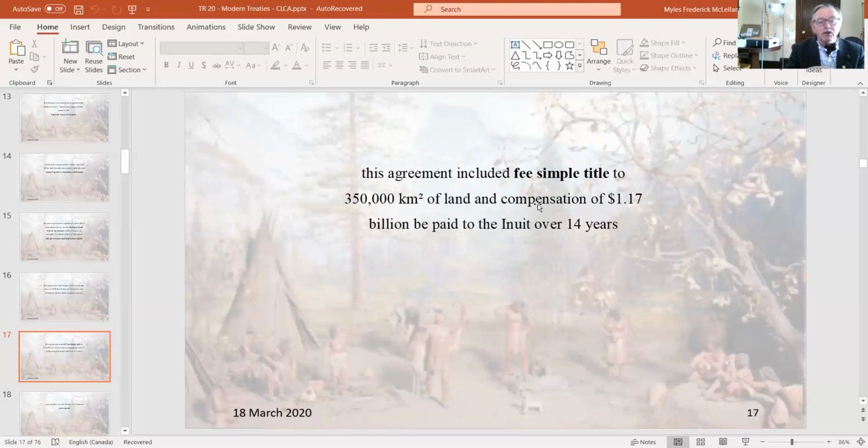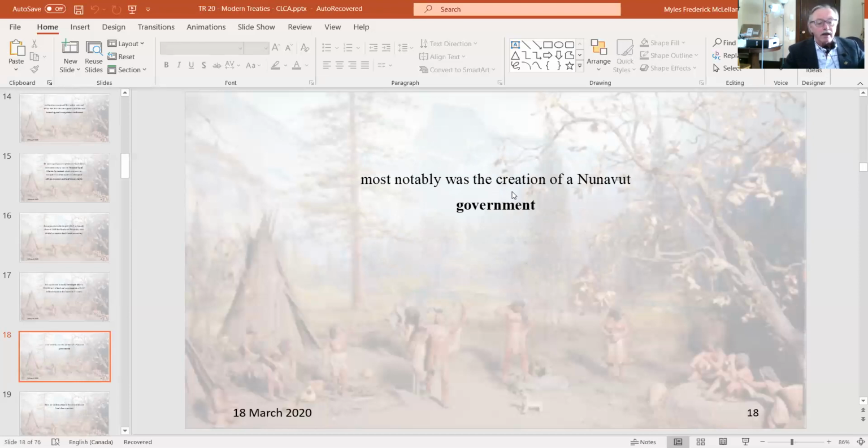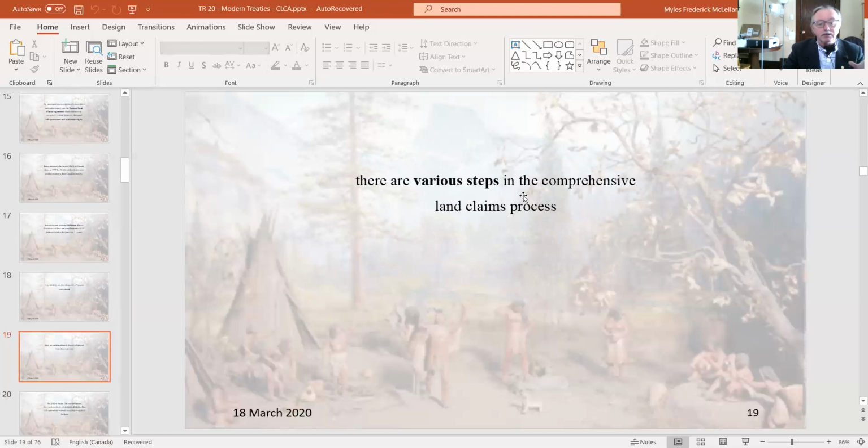The federal government also has contributed over the course of 14 years. This has now been fully paid at this point, compensation in the order of $1.17 billion to assist essentially with the establishment of the territory. And most notably, what this modern treaty did is created a territory with its own government. And we're going to talk more about the government structure of Nunavut next week when we talk about self-government within the context of Indigenous issues.